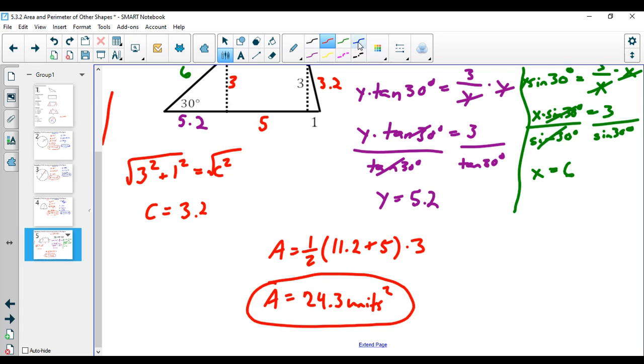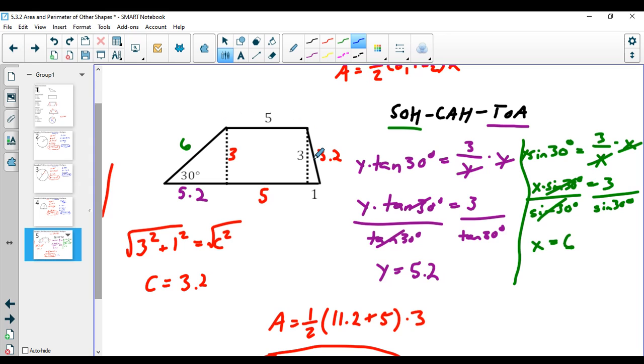And then lastly, for the perimeter, all we have to do is add up all the sides on the outside. So I'm just going to go around: 6 plus 5 plus 3.2 plus 1 plus 5 plus 5.2. And that should leave me with 25.4.